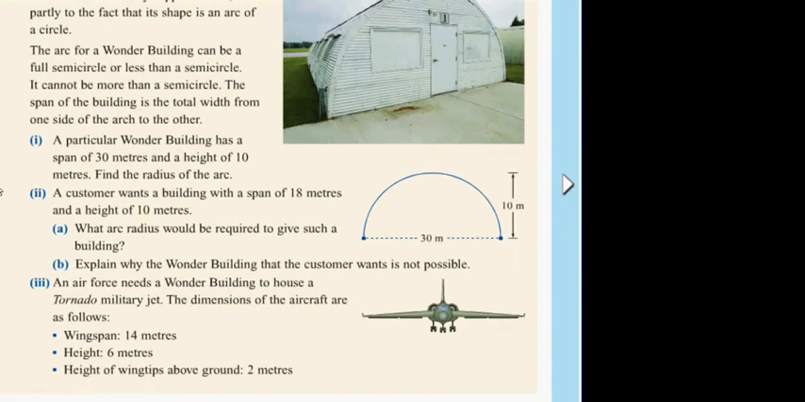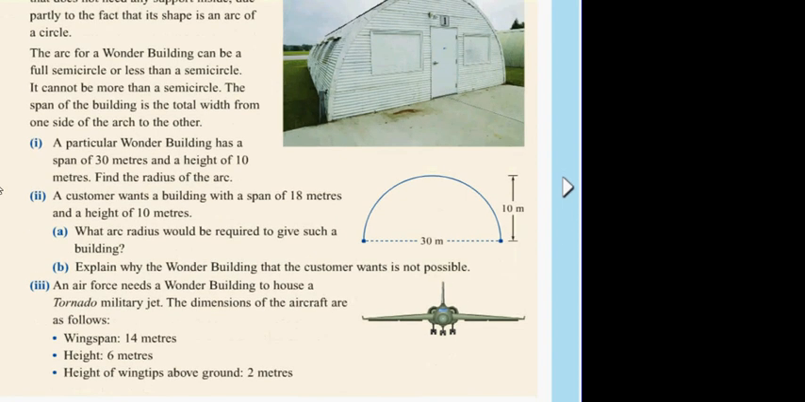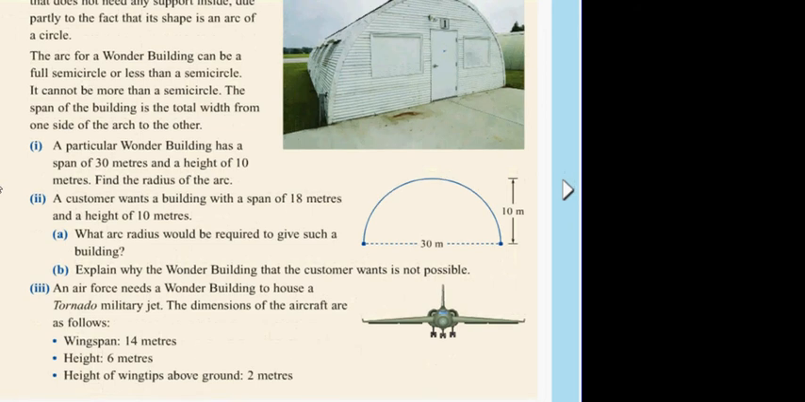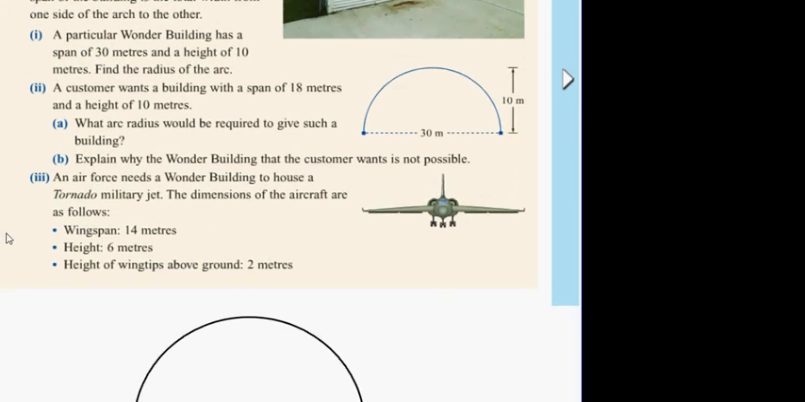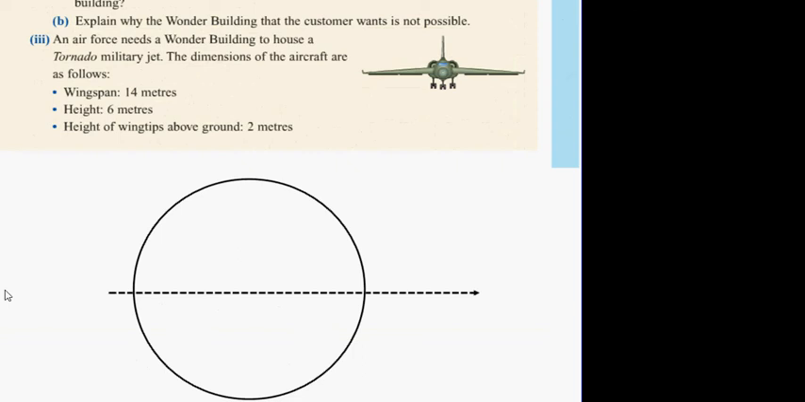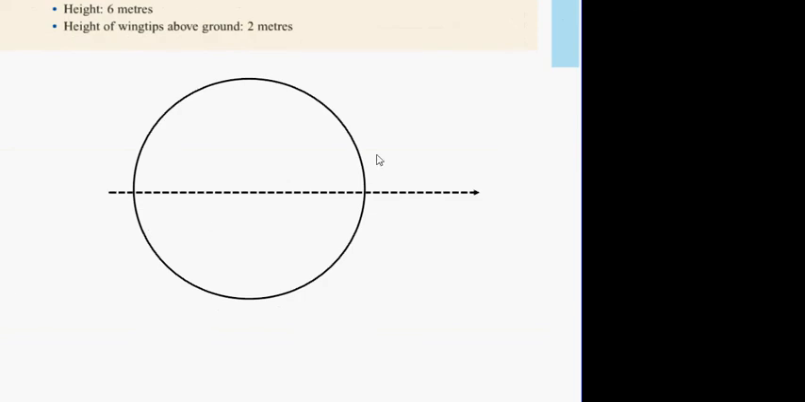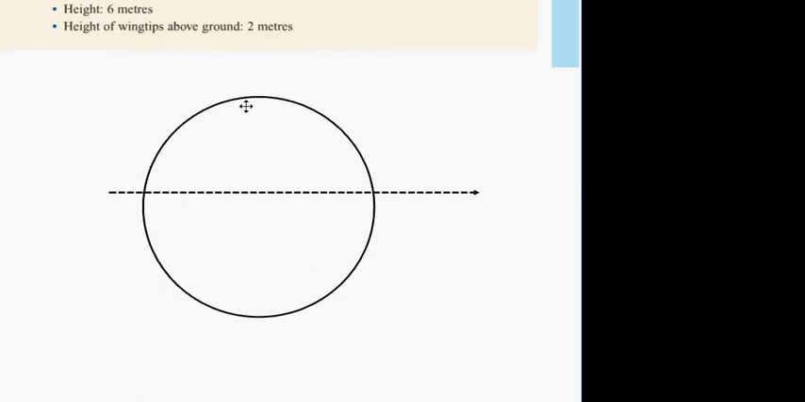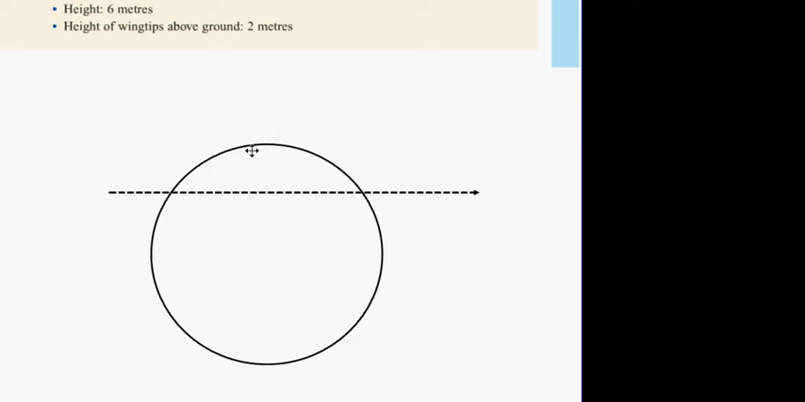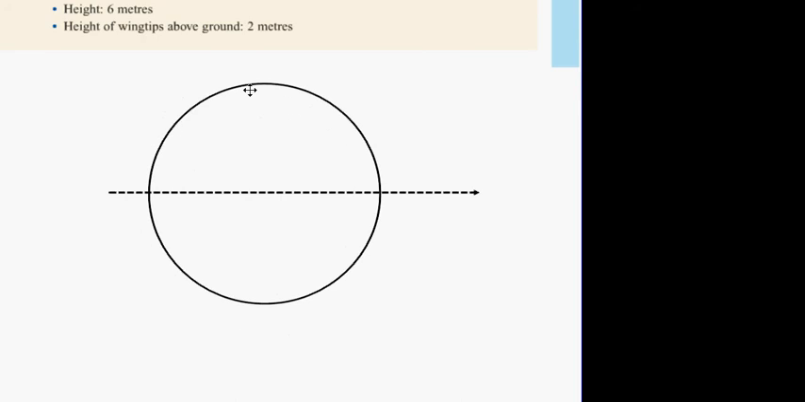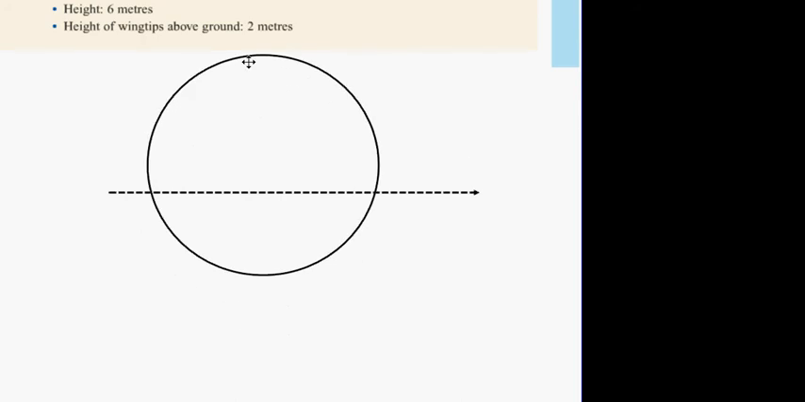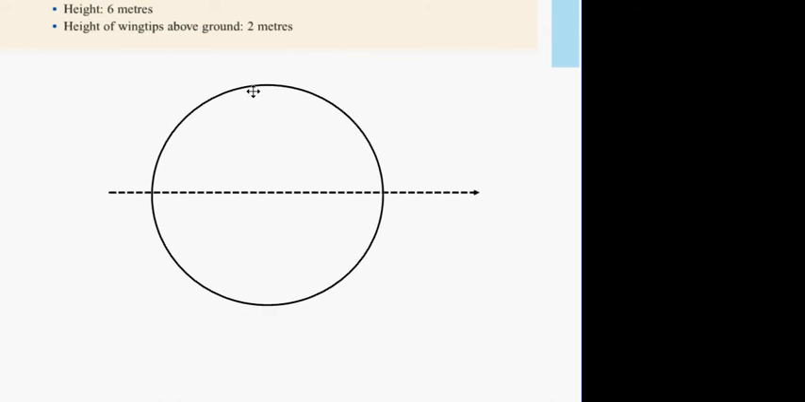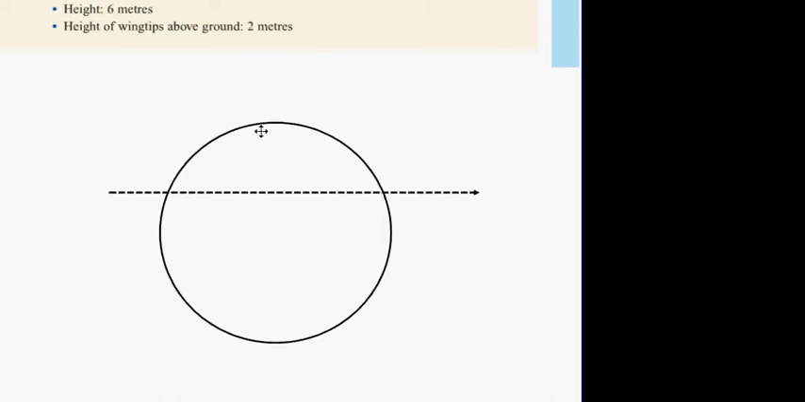A particular Wunder building has a span of 30 meters and a height of 10 meters. Find the radius of the arc. Now guys, let me show you what the story is with this. If you imagine the dotted section to be level ground, and you imagine the Wunder building to be basically, it can't be more than a semicircle. If it goes above a semicircle, the building isn't stable. So it can be a semicircle at most, and it's usually a chord of the circle.